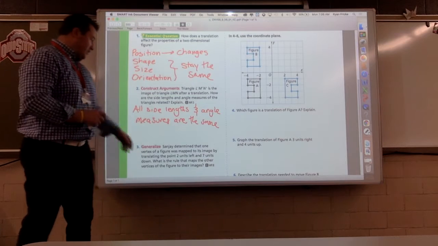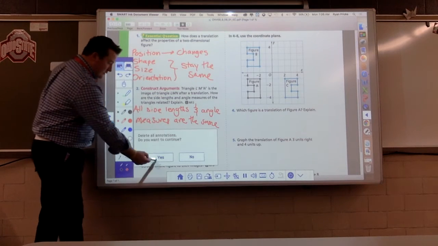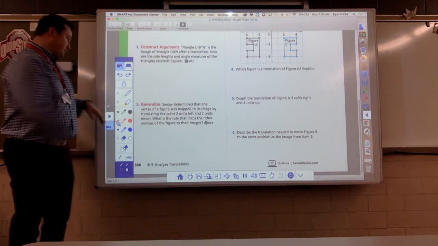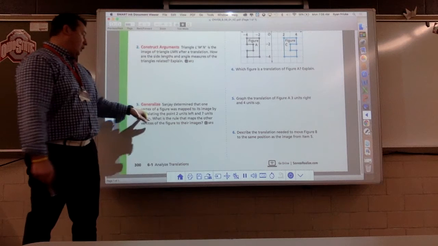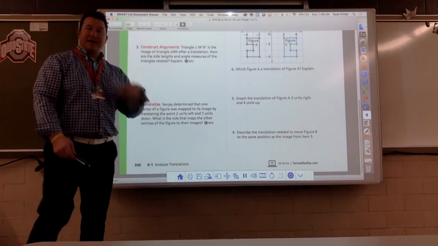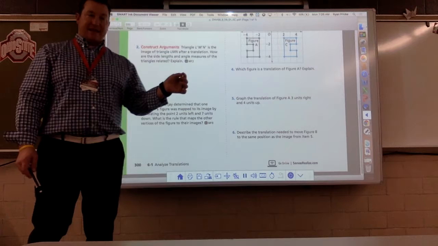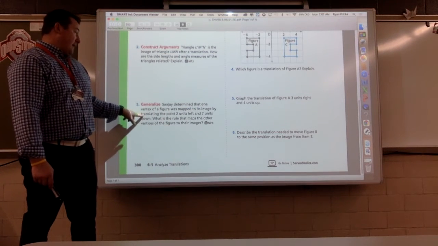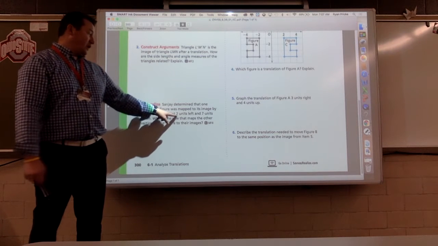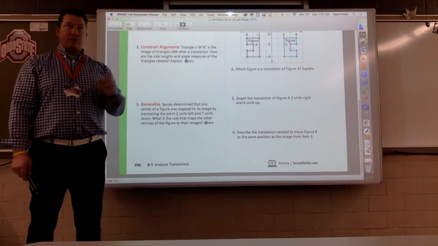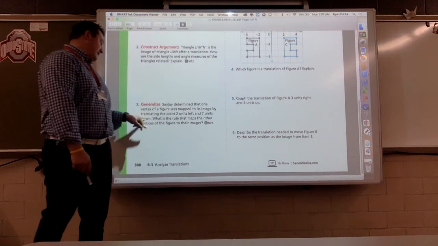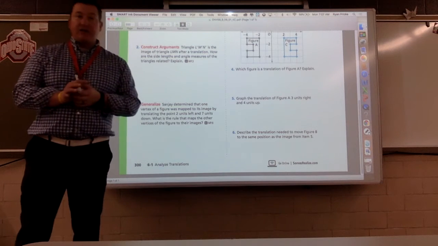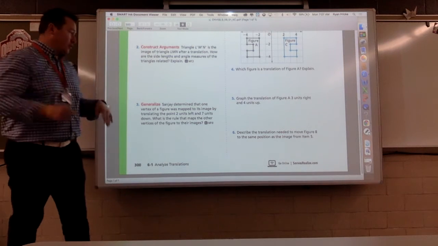Okay. Question number 3. I like question number 3 down here a lot. It has to do with writing rules. Sanjay determined one vertex of a figure was mapped, that just means it was moved, translated, that's a fancy word for that, to its image by translating the point 2 units left and 7 units down. What is the rule that maps the other vertices to it? So it wants that ordered pair rule.